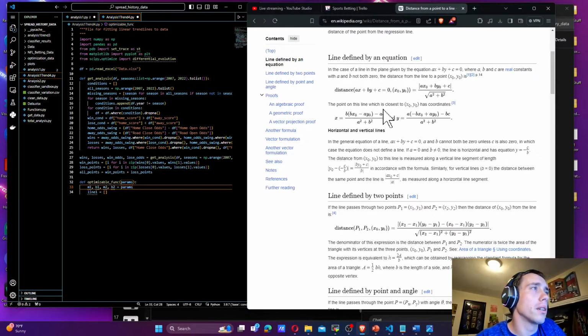Distance between that line and that point. ax plus by... Okay, let me think. So if it's ax plus by plus c equals 0, that's just by equals minus ax minus c. Okay.